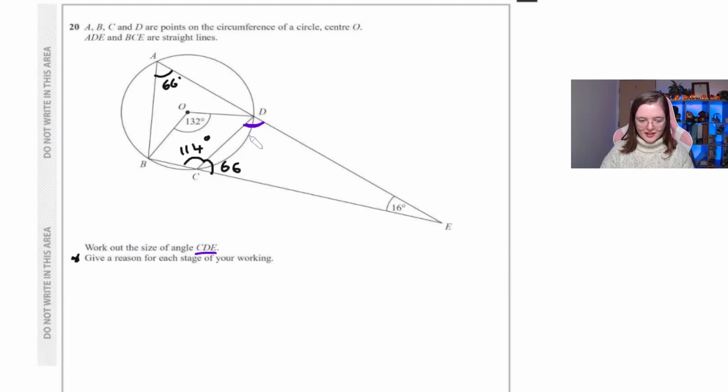Angles in a triangle add to 180 degrees. So 180 minus 16 minus 66 is 98. Therefore, our missing angle CDE is 98 degrees.